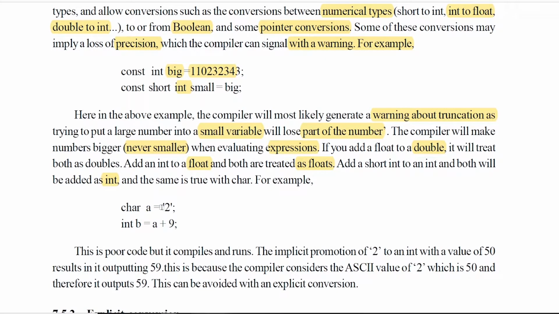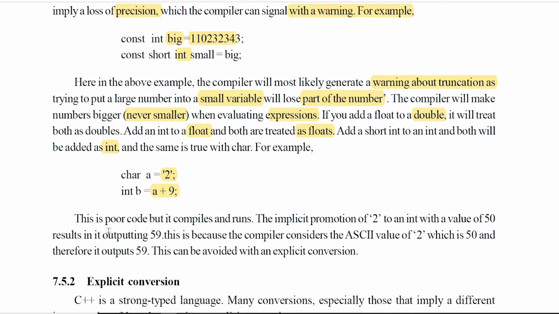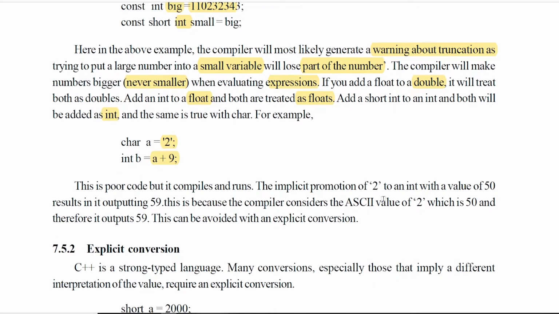When you take the character '2' plus 9, something like this, both take the ASCII value and then add 9 and return an integer number. The ASCII value of the character '2' is 50, and we add 9, so it becomes 59. This is because the compiler considers the ASCII value of '2', which is 50.